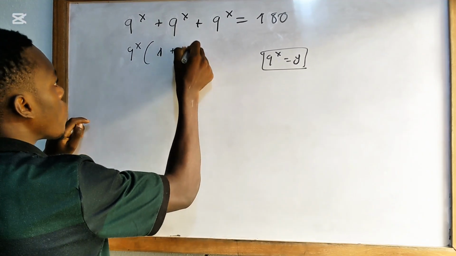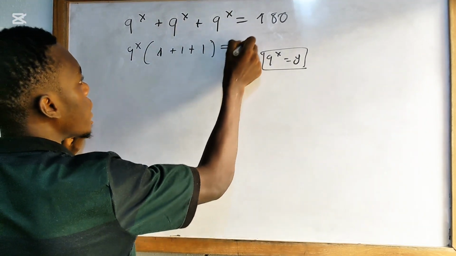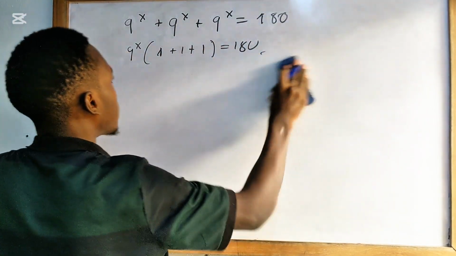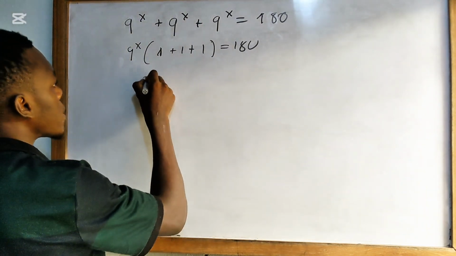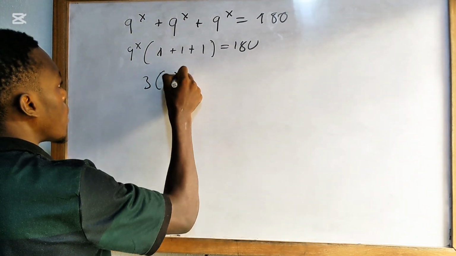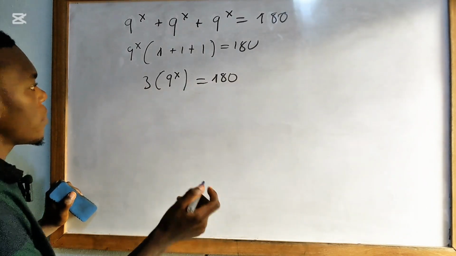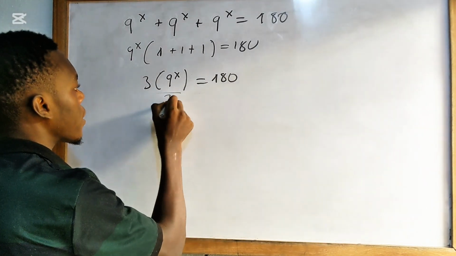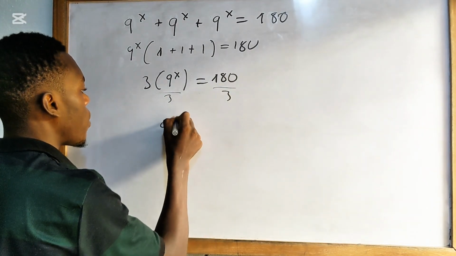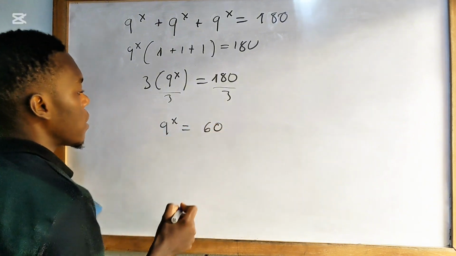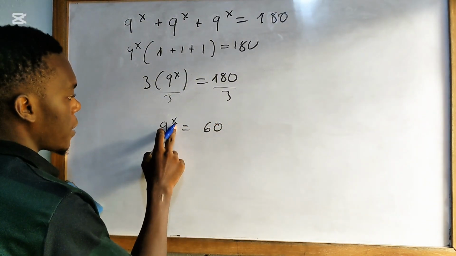We have 1 plus 1 plus 1 times 9 to the power x equals 180. You see, that is automatically 3 times 9 to the power x equals 180. That is already done, because you divide everything by 3 at this point, and 9 to the power x is equal to 60. Okay, how can we find x here?